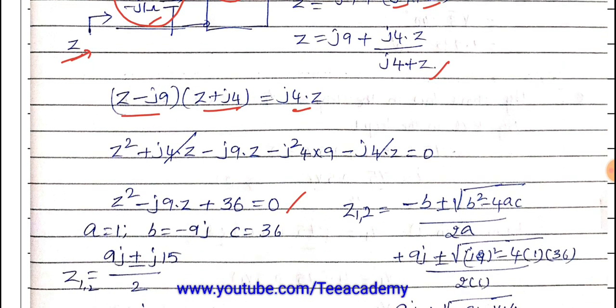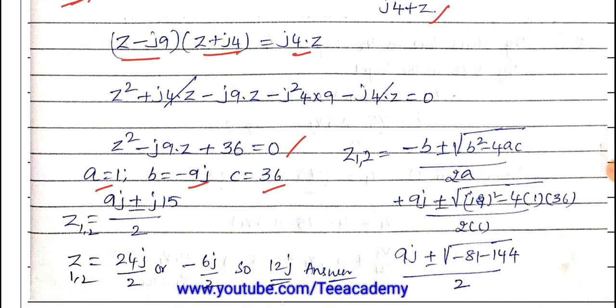Now we need to find the roots of this equation. Z1,2 will be minus B plus or minus square root of B square minus 4AC by 2A. Substitute the values: A is equal to 1, B is equal to minus 9J, C is equal to 36. Then plus 9J plus or minus square root of 9 square J square minus 4 into 1 into 36, divided by 2A. We know that J square is nothing but minus 1.